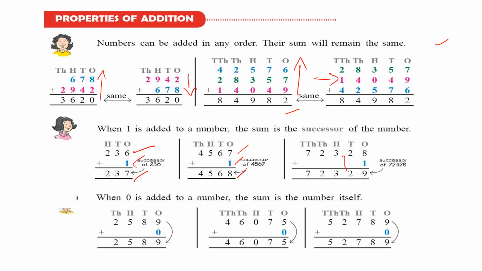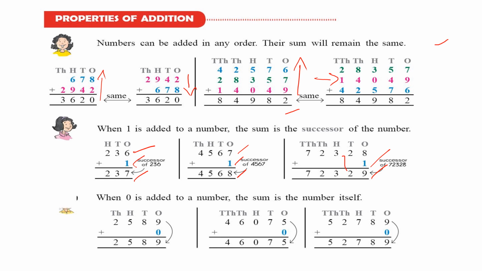Isn't it? Yes, in the third example, we have 72,328. We are going to find the successor of that number. So that means you have to add 1 to the given number. When you add 1 to the given number, the answer will be the next number, that is 72,329. This is the next rule in addition, the next property of addition.